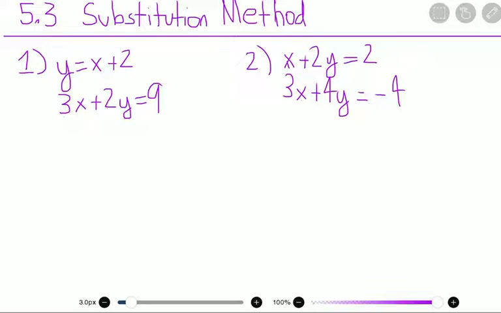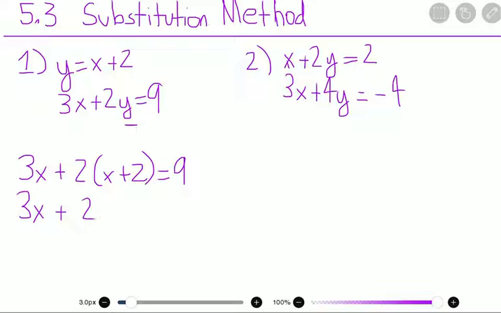Looking at the first equation, we know that y equals x plus 2. Since y equals x plus 2, in the second equation, instead of y, we can write x plus 2. So our equation would be 3x plus 2(x plus 2) equals 9. Now this equation is pretty simple and we can solve it. We get 3x plus 2x plus 4 using the distributive property equals 9, and then we get 5x equals 5, so x equals 1.